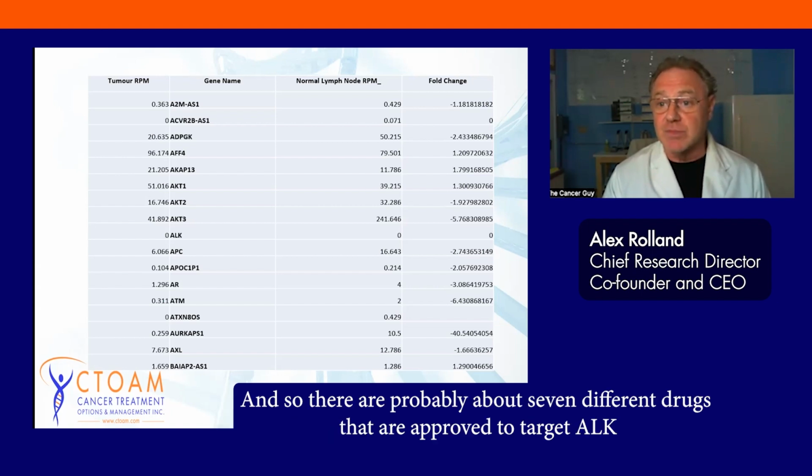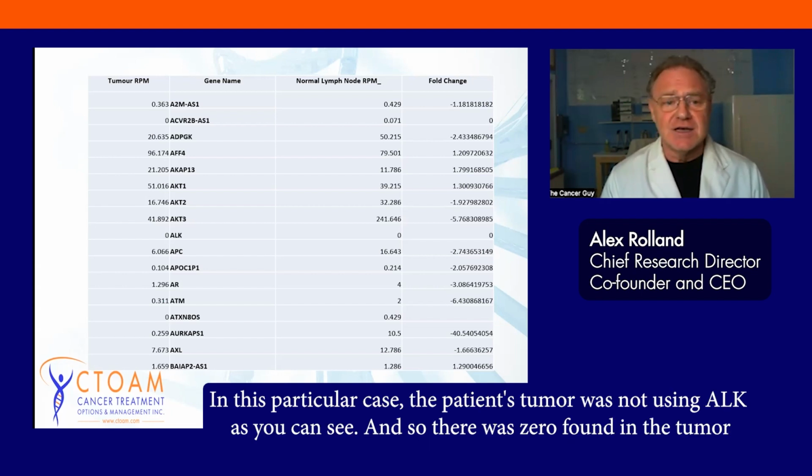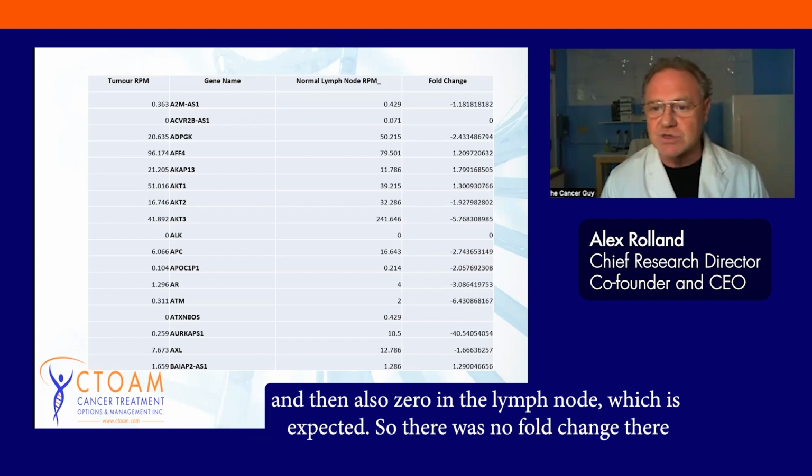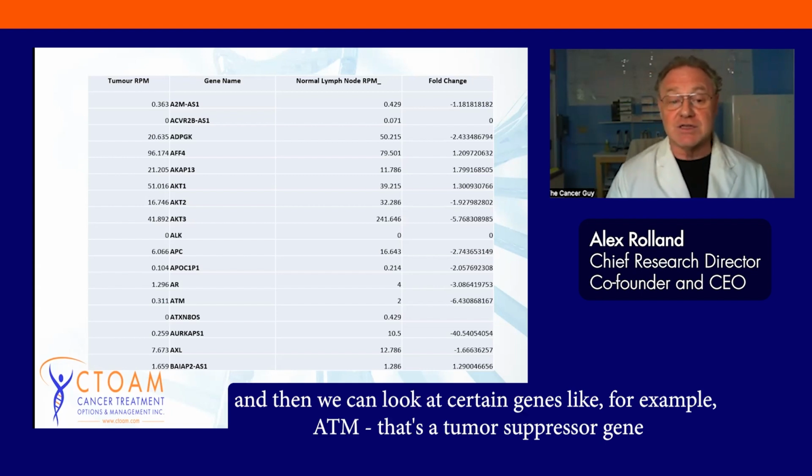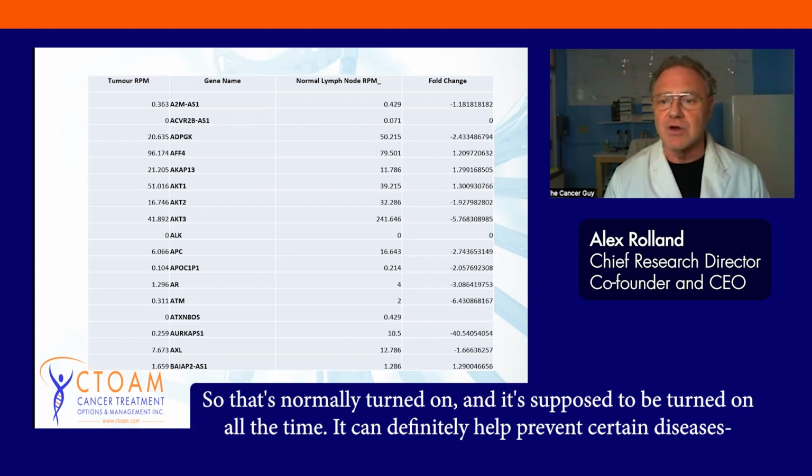And so there are probably about 7 different drugs that are approved to target ALK. In this particular case, the patient's tumor was not using ALK, as you can see. And so there was 0 found in the tumor and then also 0 in the lymph node, which is expected. So there was no fold change there. And then we can look at certain genes like, for example, ATM. That's a tumor suppressor gene. So that's normally turned on. And it's supposed to be turned on all the time.